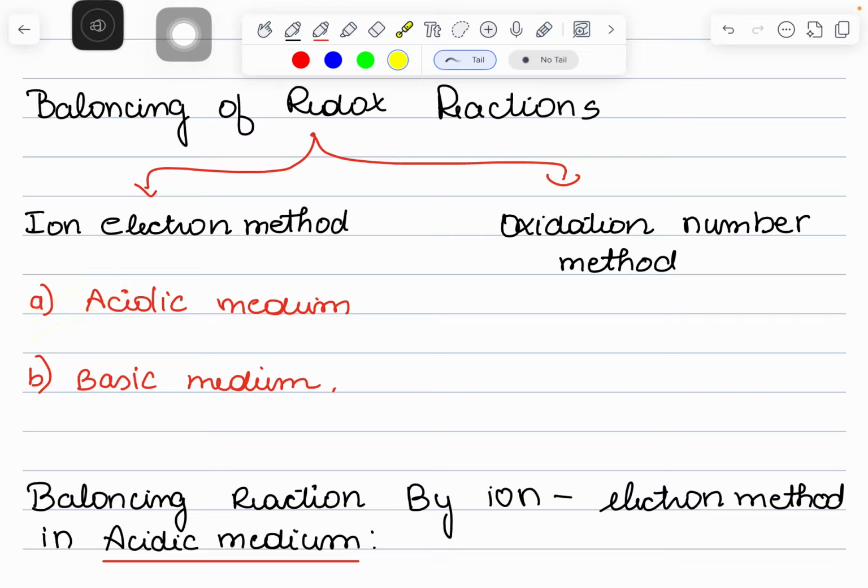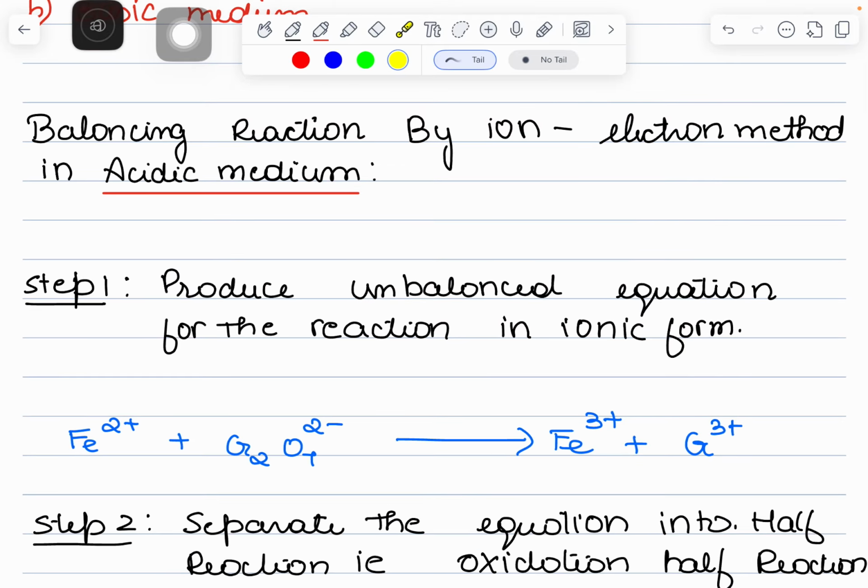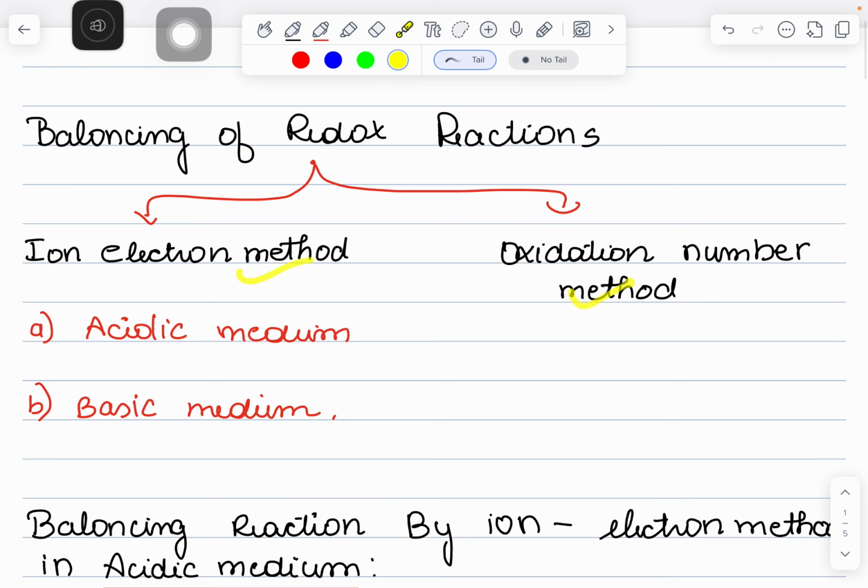Actually there is a redox reaction, and it has to be balanced. How can that be balanced? It can be balanced in two ways: the ion electron method and the oxidation number method. In which medium? Either acidic medium or basic medium. So in this video we will learn balancing a reaction by the ion electron method in acidic medium. There are several steps and it is the easiest method. I prefer the ion electron method over the oxidation number method.